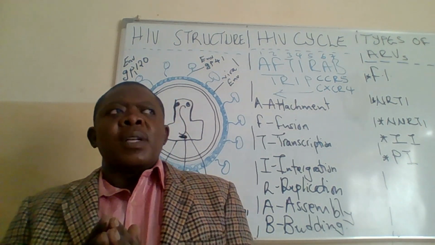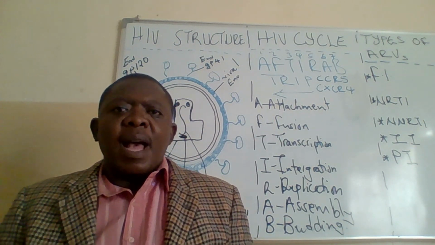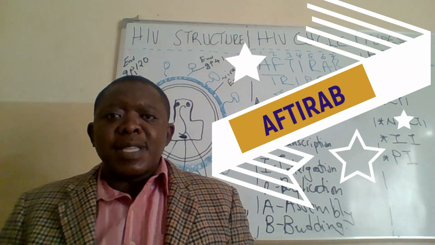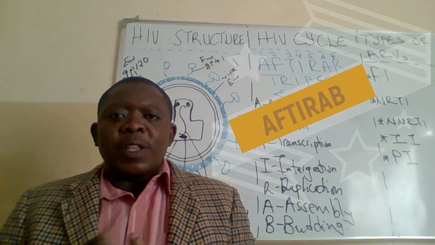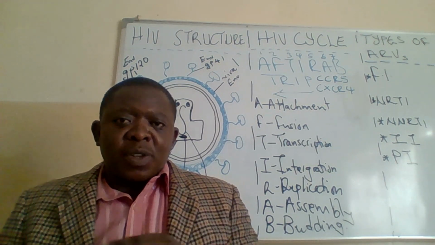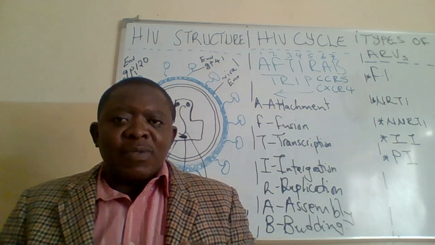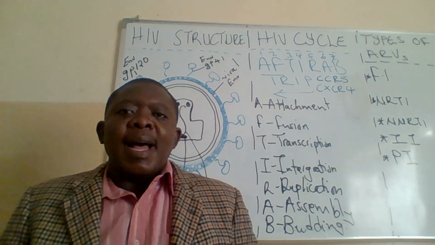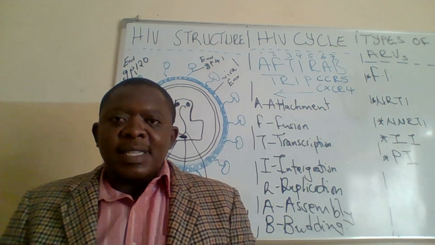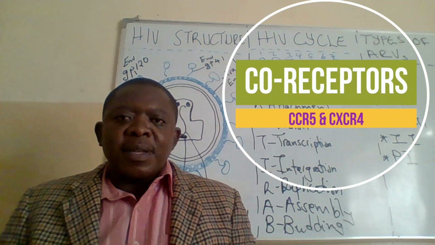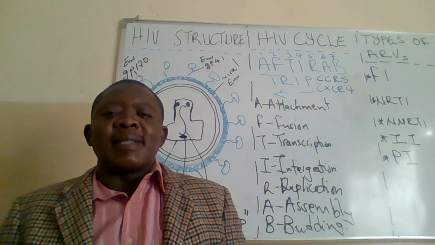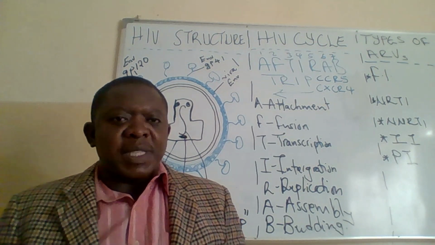For the HIV cycle, we can remember it by using the acronym AFTI-RAB. That summarizes all the 7 steps, and I've broken them down there to expand them so that you can understand what those letters stand for. Underneath, I've put TRIP for the enzymes I mentioned: reverse transcriptase, integrase, protease. I've also mentioned some core receptors found on the host cell, the CCR5 and the CXCR4. Those are very important in helping further binding of the virus to the host cell so that the virus can find haven within the host.